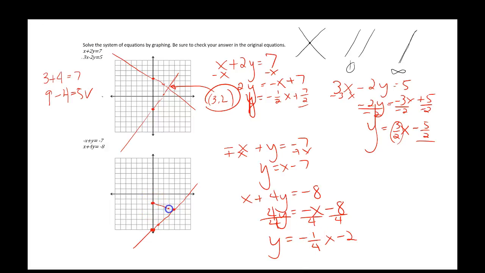Ooh, look at that. It happens to be our intersection point, which is (4, negative 3). And if I check that, 4, negative 3. Negative 4 minus 3 equals negative 7. That one works. I'm just checking them in these equations. 4 minus 12 equals negative 8. It works. So those are my two solutions by graphing. And remember, we said graphing is not a practical way to do it, just for this reason.